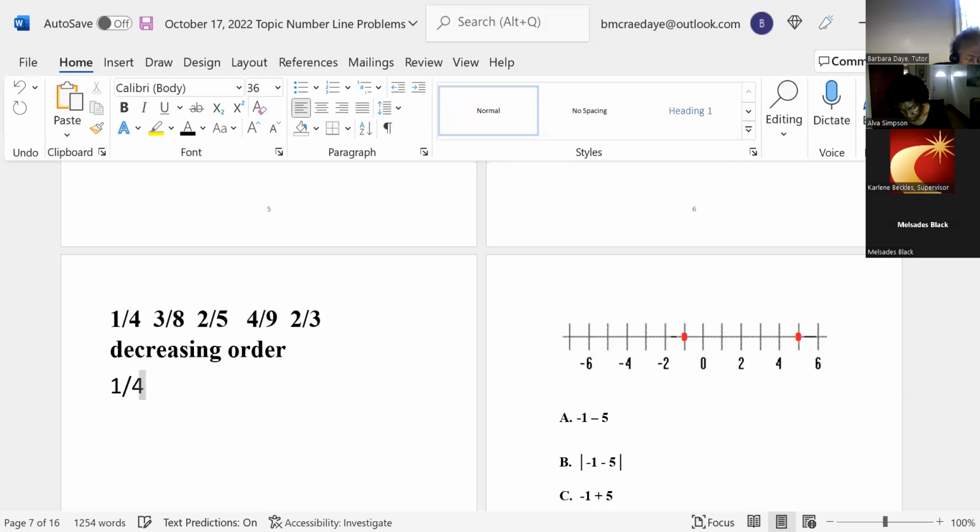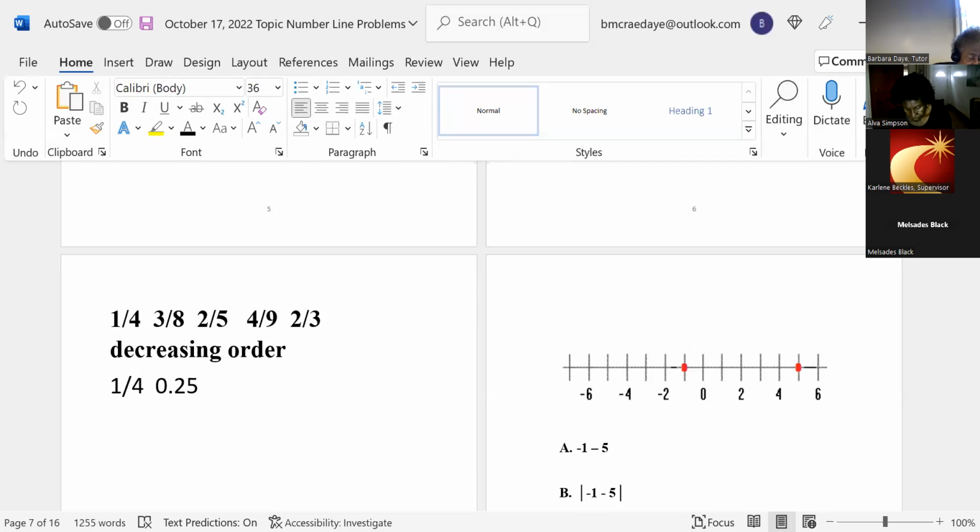One fourth. 1/4 is what fraction? You know that one for money, right? A fourth of a dollar is a quarter. 25. 0.25. You know that. Excuse me. Now you can do the 3/8.